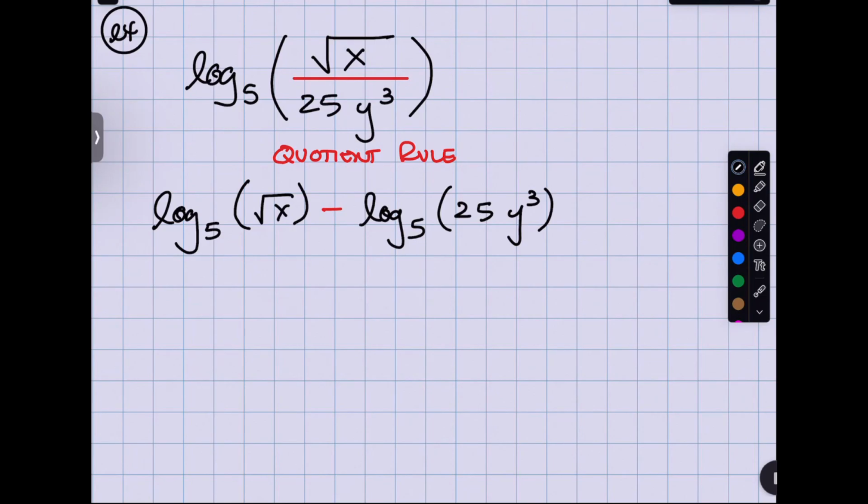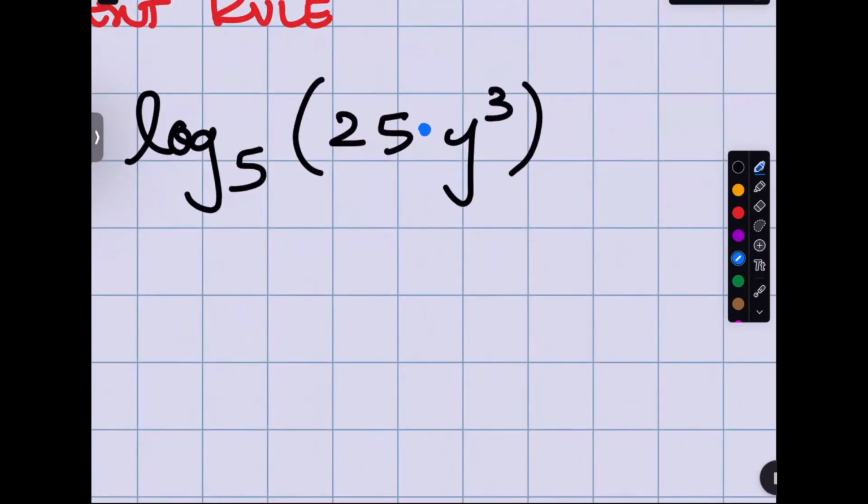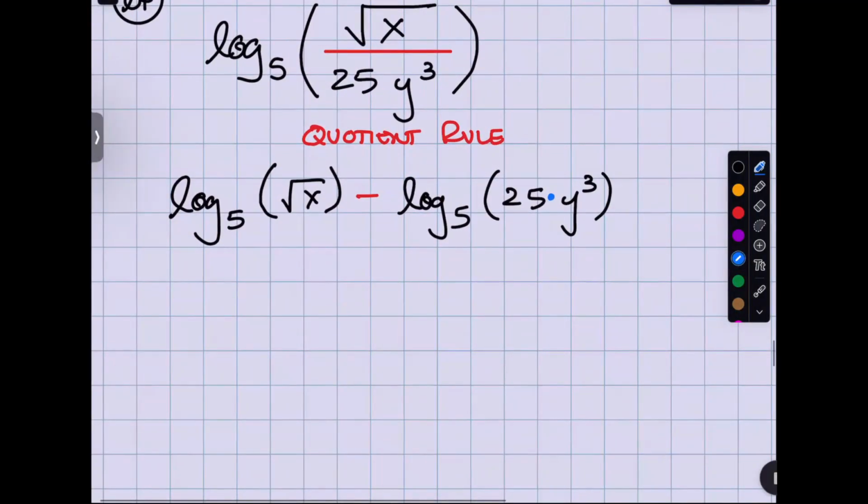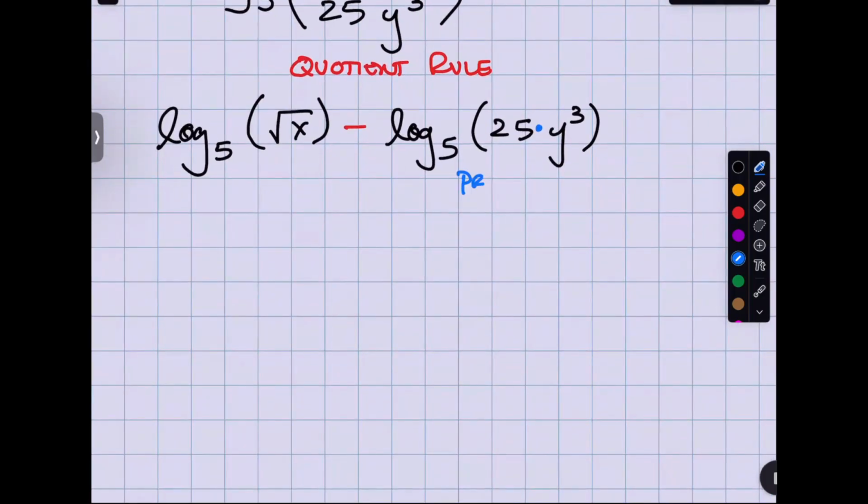Remember, we have to use all three rules. So we have to look for the product, which is right here. Everybody see that? Isn't that 25 times y to the third? That's the product rule.